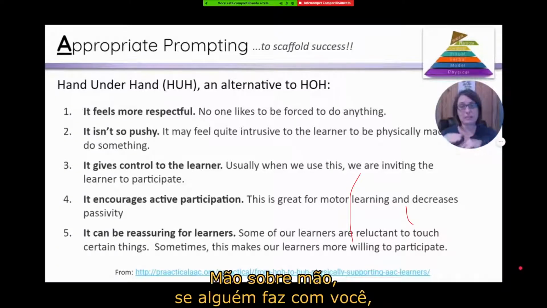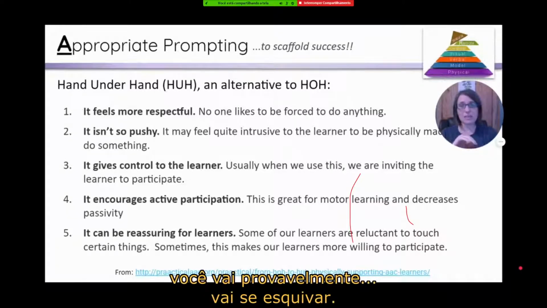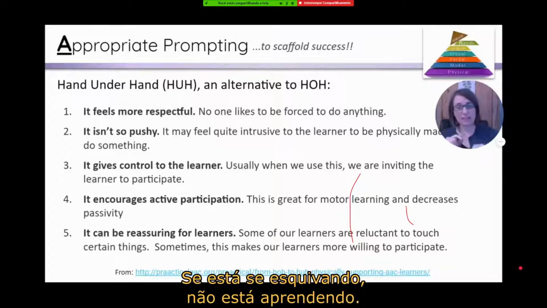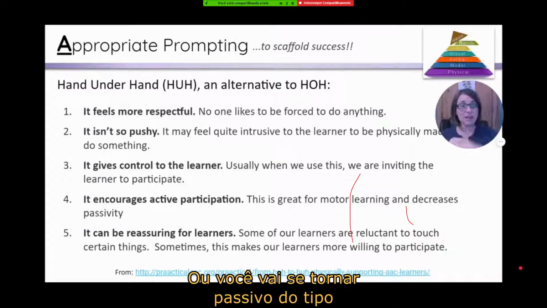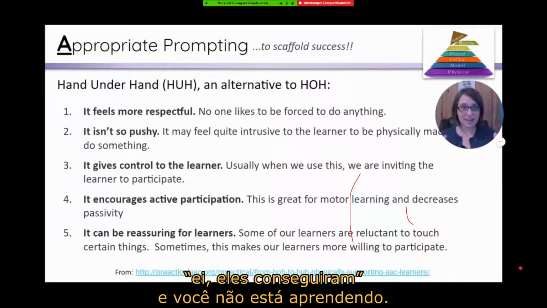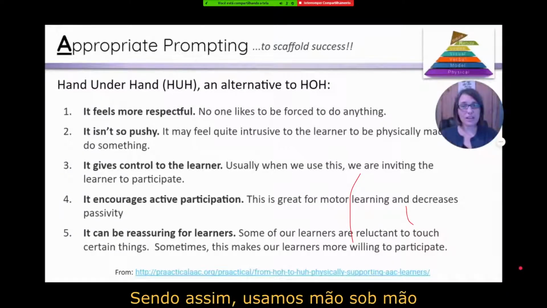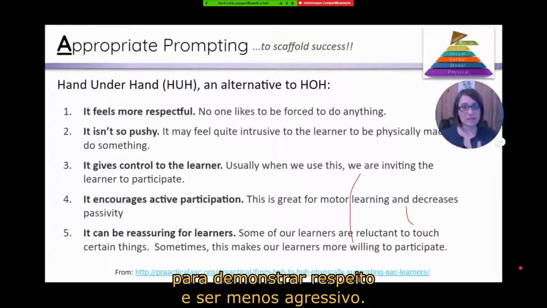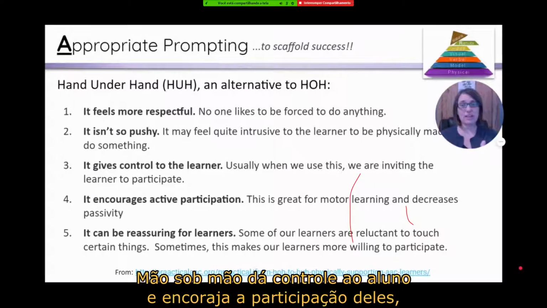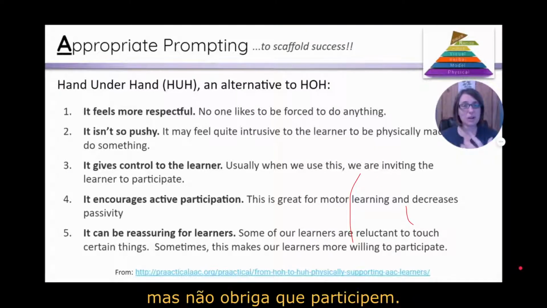Hand over hand, if somebody does that to you, chances are you are going to pull back. If you're pulling back, you're not learning. Or you're going to become passive and be like, hey, they got it, and you're not learning. So we use hand underhand as a way to demonstrate respect and be less pushy. Hand underhand gives control to the learner and encourages their participation, but doesn't require it.